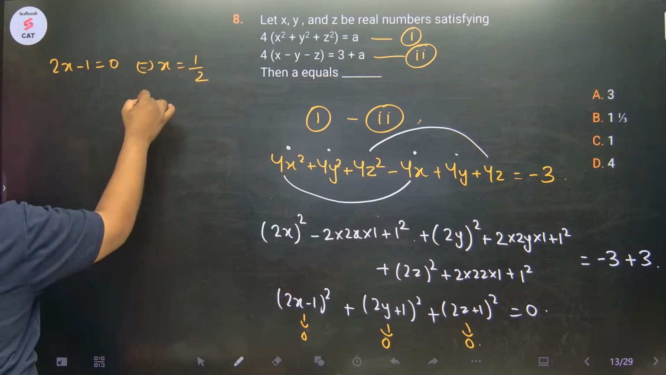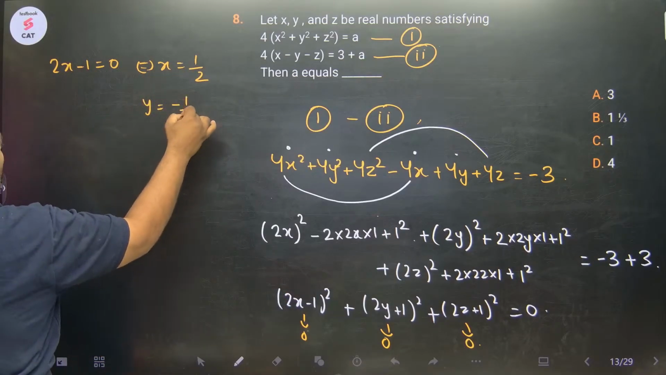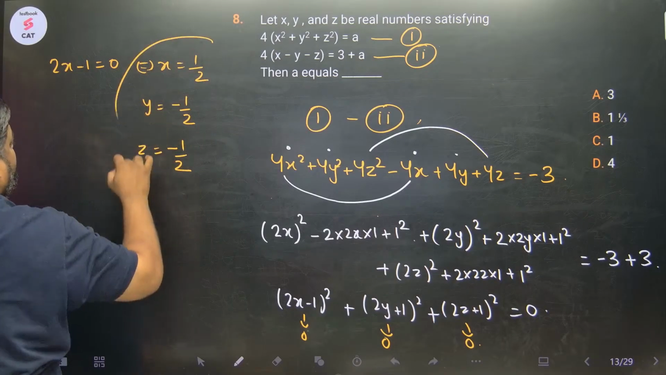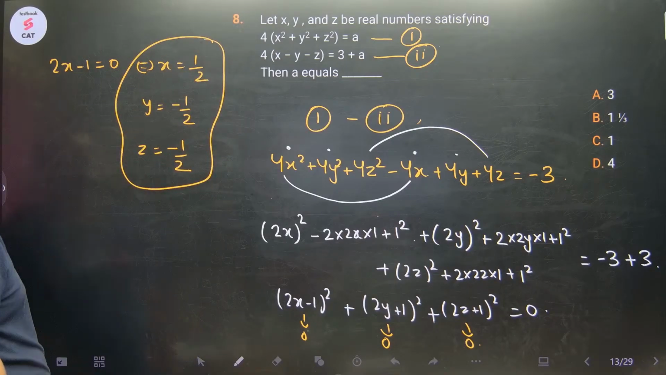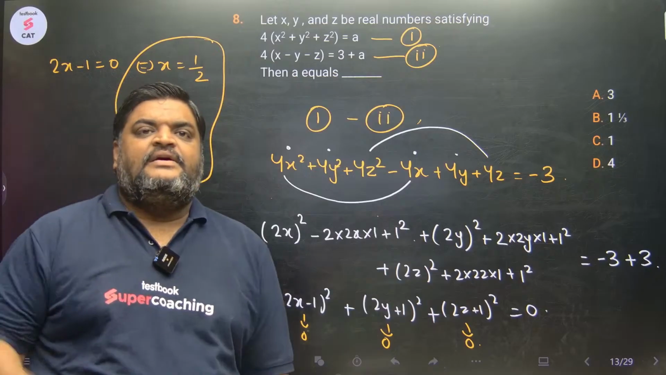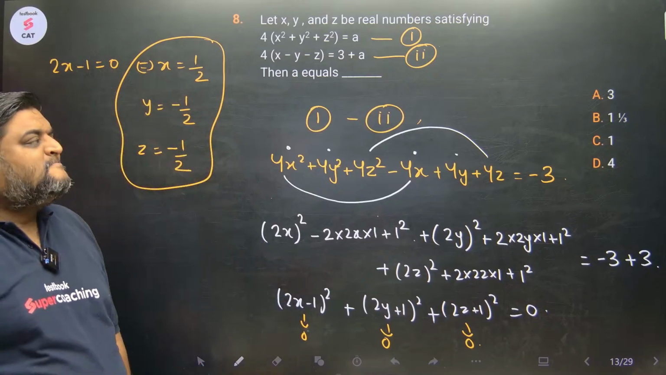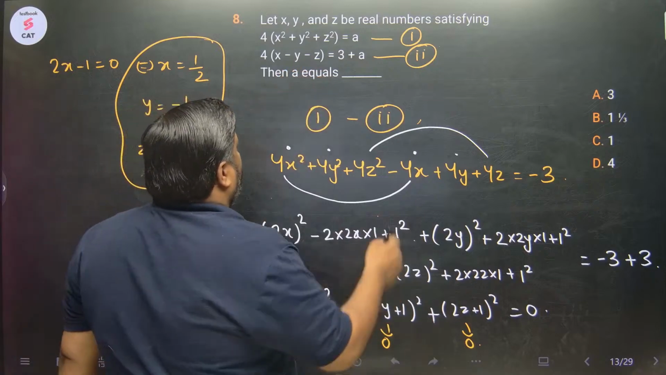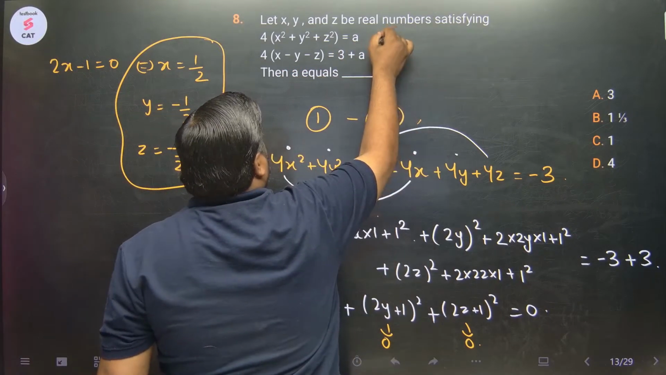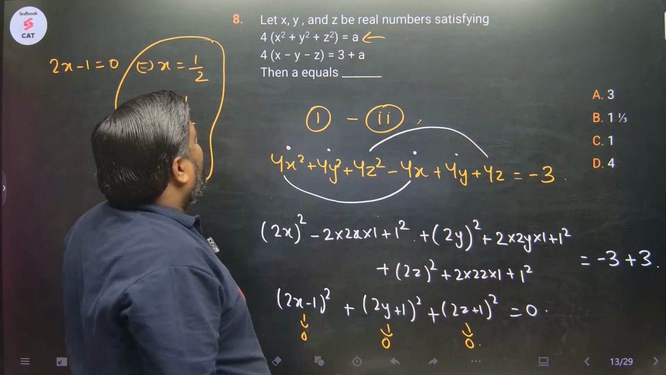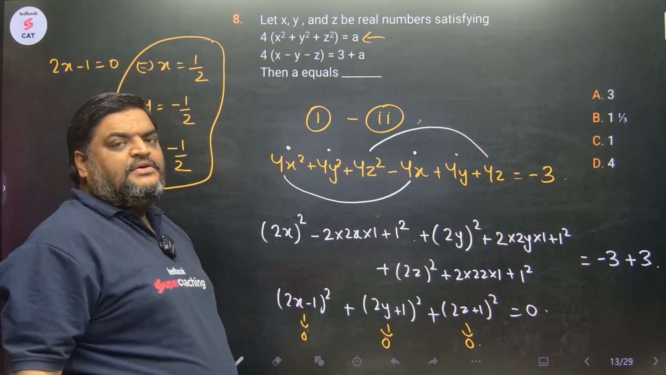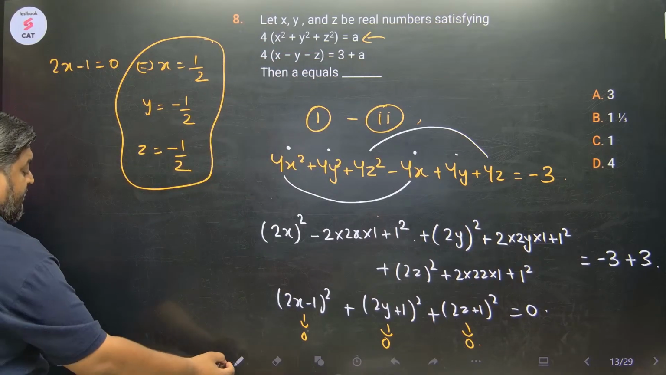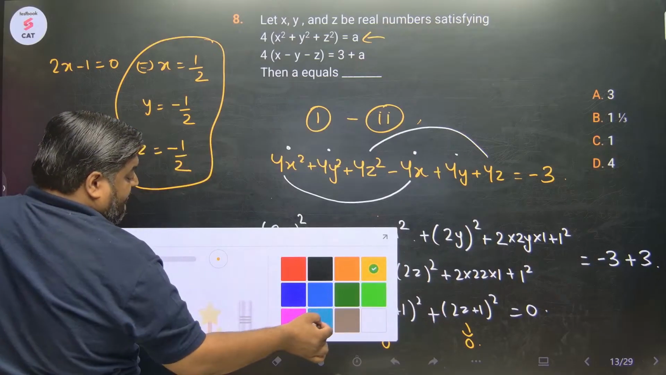And going by the same logic, you will get y equals minus half and z equals minus half. So you have the values of x, y, and z. What is asked? A equals to what? So you can use equation first to find the value of A. Put the values of x, y, z. Use equation 1 to find the value of A.